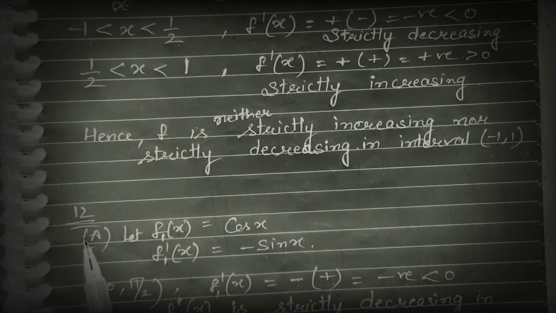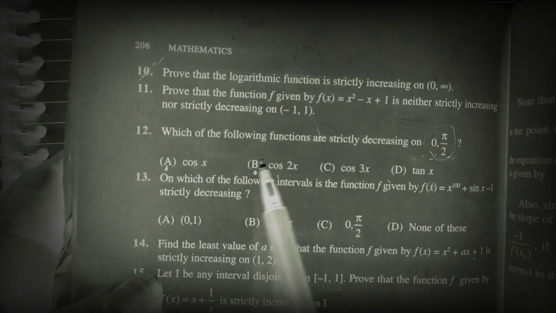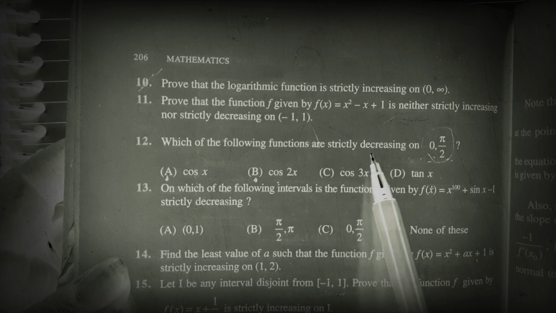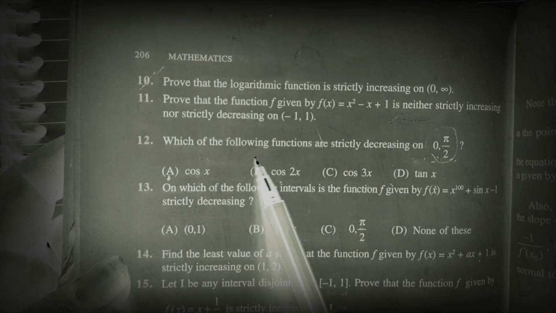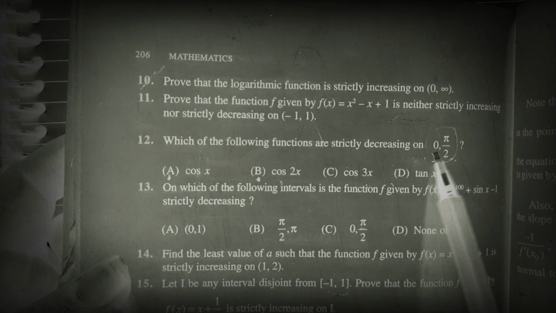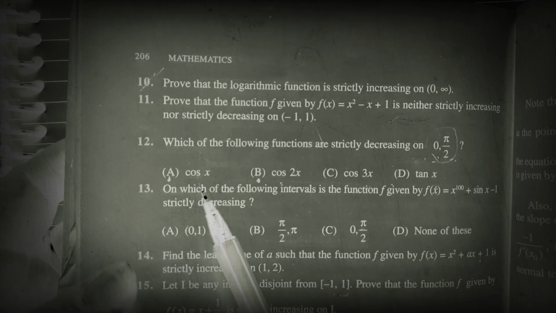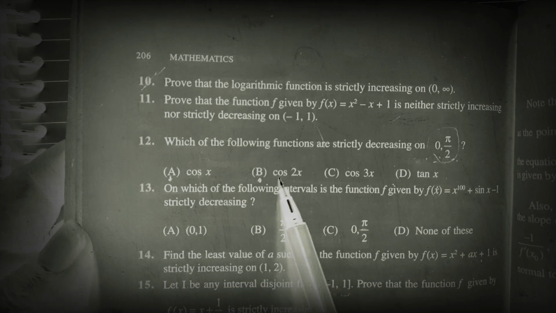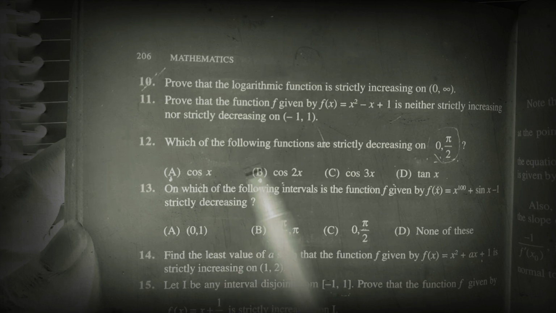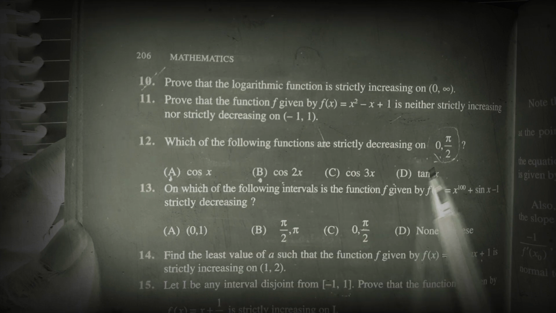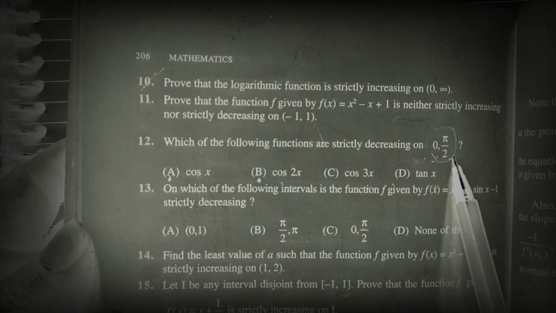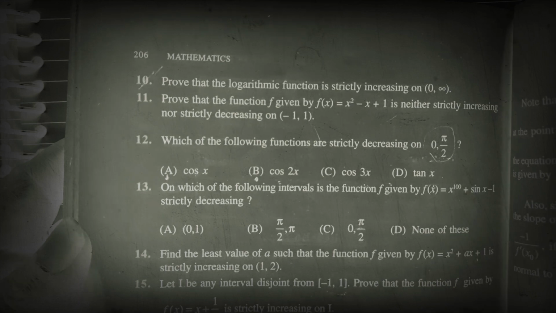Now come to question number 12. There are 4 parts given in this question and we have to check which of the following functions are strictly decreasing on (0, π/2). There are 4 parts, there are 4 questions. Firstly we will take this one, then this one, then this one, then this one, and we will check in which of them the function is strictly decreasing.